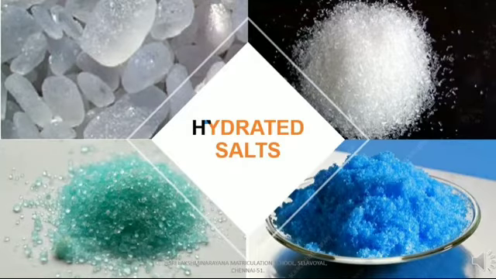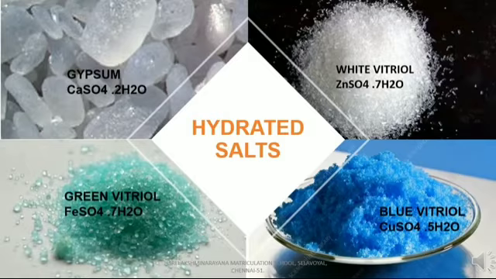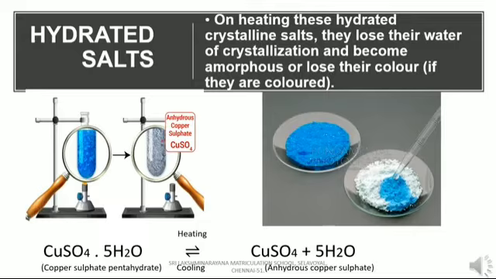Some hydrated salts are given. Blue vitriol, that is copper sulfate pentahydrate; Epsom salt, magnesium sulfate heptahydrate; gypsum, calcium sulfate dihydrate; green vitriol, iron(II) sulfate heptahydrate; white vitriol, zinc sulfate heptahydrate. On heating these hydrated crystalline salts, they lose their water of crystallization and become amorphous or lose their color.